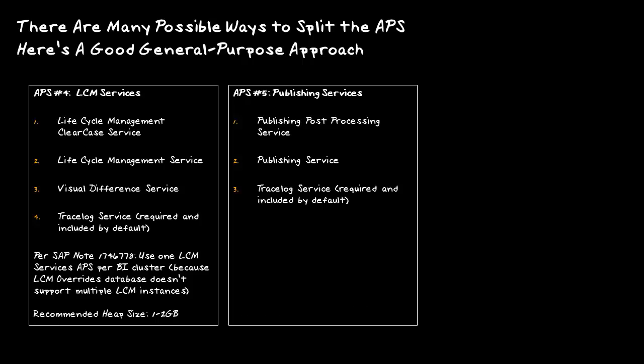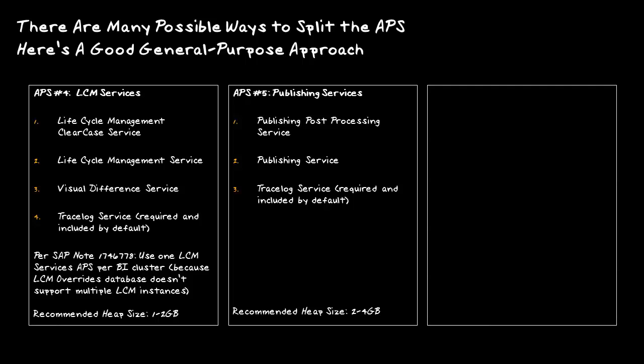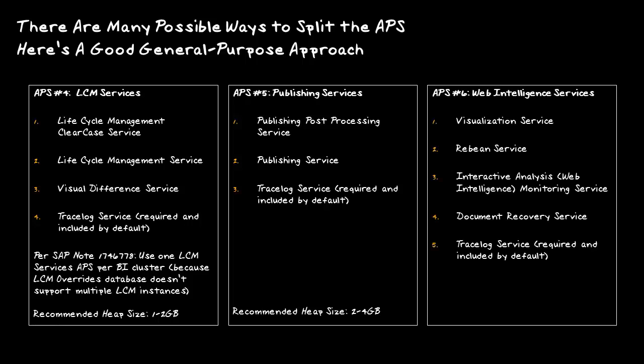The recommended heap size for the publishing APS instance is about 2 to 4 gigabytes. The sixth APS is for web intelligence services, which you may see referred to in some places of the Central Management Console as interactive analysis services. This instance provides services related to the web intelligence reporting tool. The recommended heap size is 2 to 4 gigabytes.